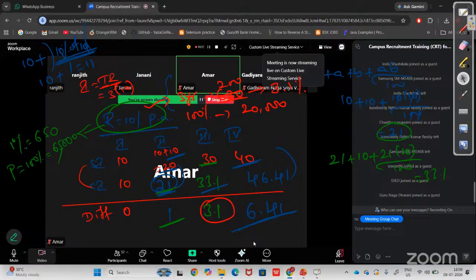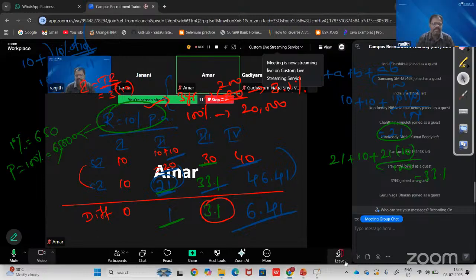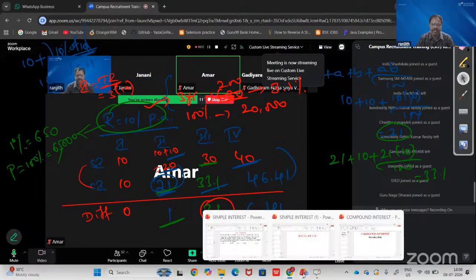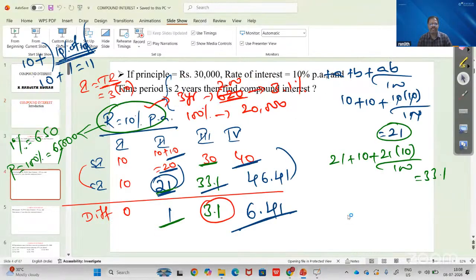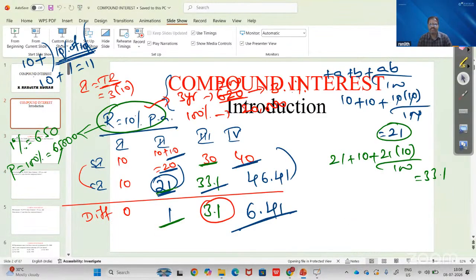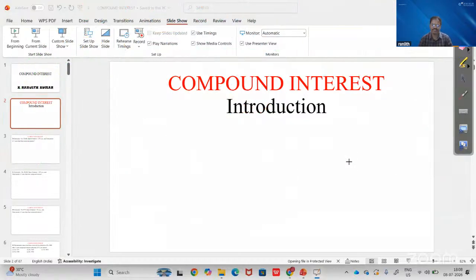This is about 10 percent per annum. If I want to find out 20 percent, what will be the rate of interest in compound interest? 20 percent per annum. Just look here, 20 percent per annum, 20 percent, 25 percent. How to find?